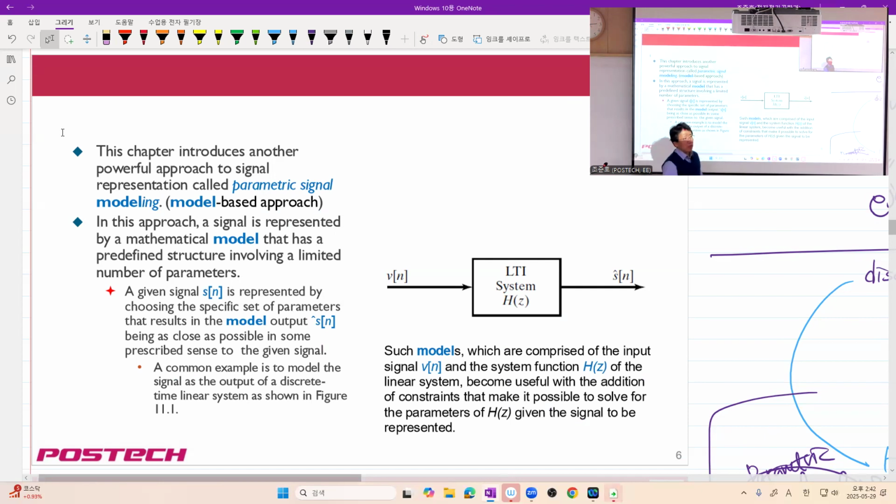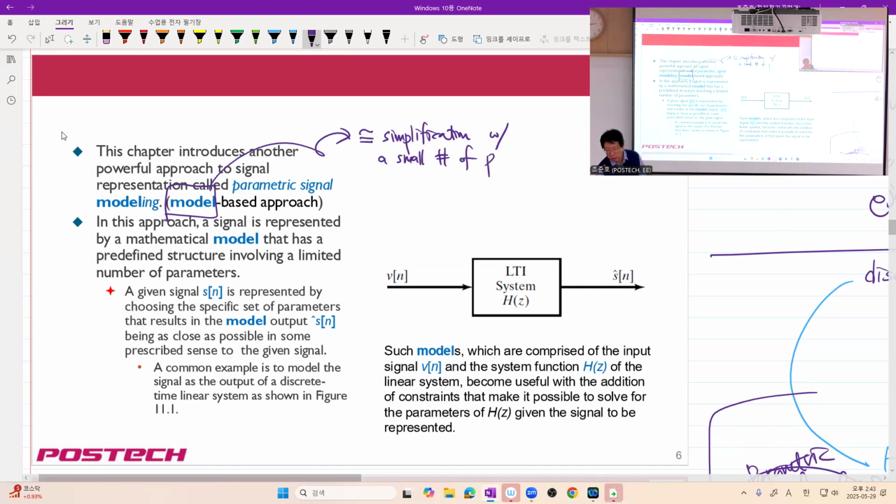What does that mean? When we talk about a model or modeling, it's closely related to the term simplification. Of course, with a small number of parameters. Got it? Now, here goes an example.